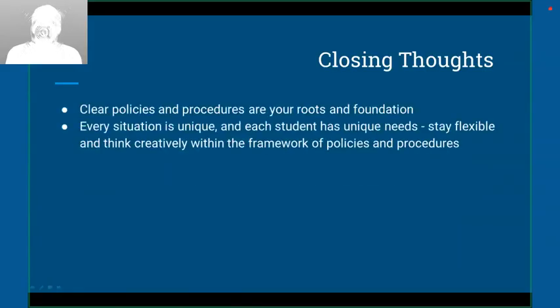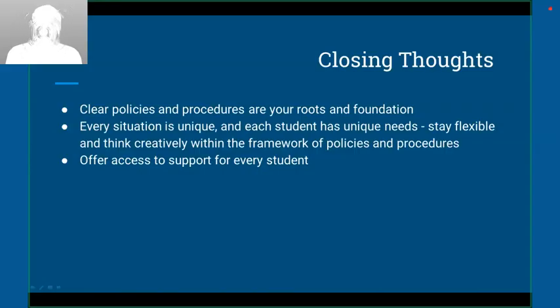So I think I've said enough that your clear policies and procedures are really your roots and foundation. But every situation is unique. Each student has unique needs. And so it's really important in this work to stay flexible and think creatively within that framework of policies and procedures and the applicable legal framework, even though that legal framework can also sometimes be the wind that you're adapting to, as it can also change quite quickly.